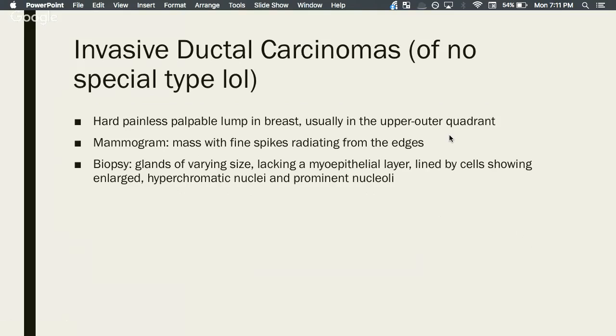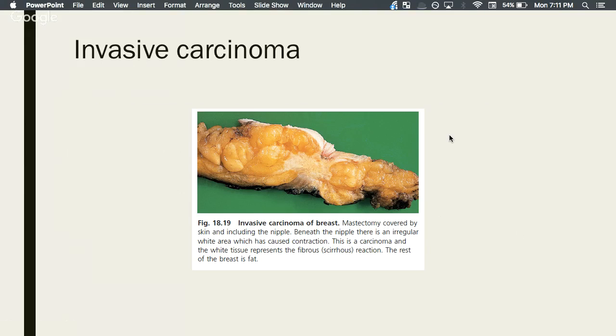On biopsy, the thing to keep in mind is that they're lacking a myoepithelial layer. So again, remembering the myoepithelium are what essentially ejects the milk. So that's actually completely gone in invasive ductal carcinomas. And then the enlarged hyperchromatic nuclei and prominent nucleoli, those are very key features of all cancer. But yeah, just keep in mind the myoepithelial layer. Yeah, so that's basically a picture of an invasive carcinoma.